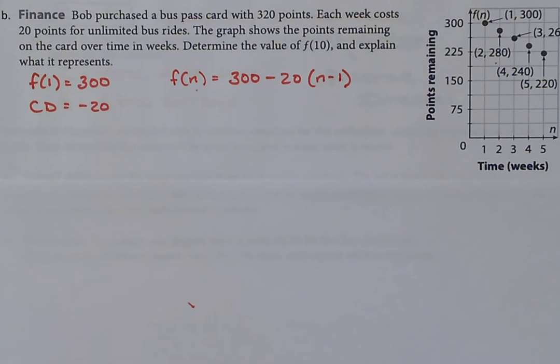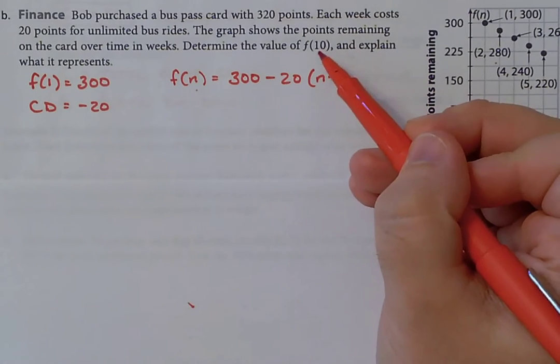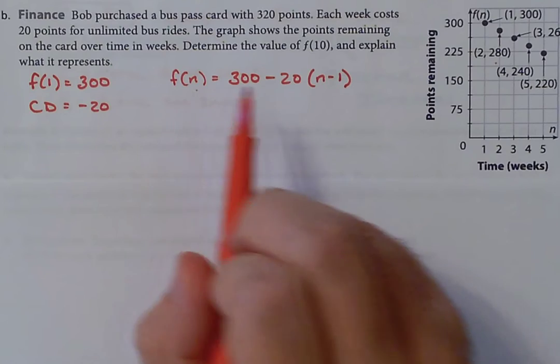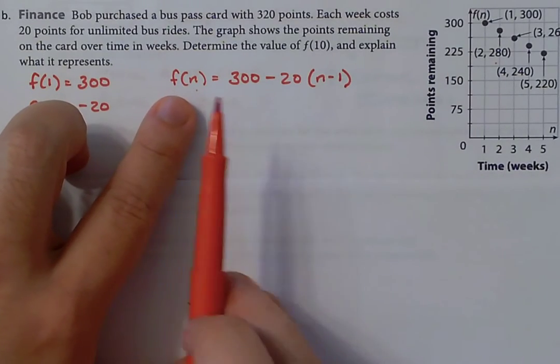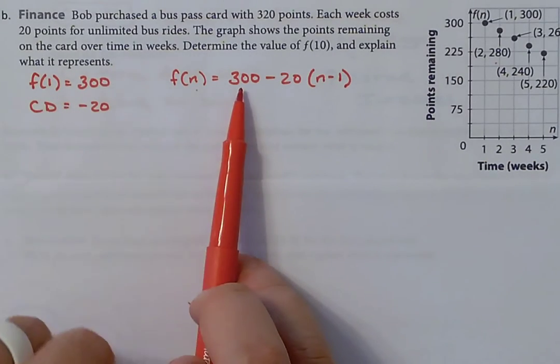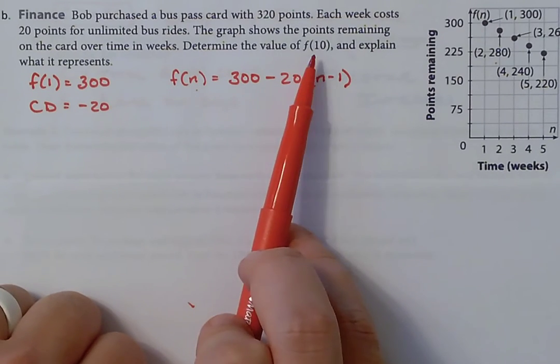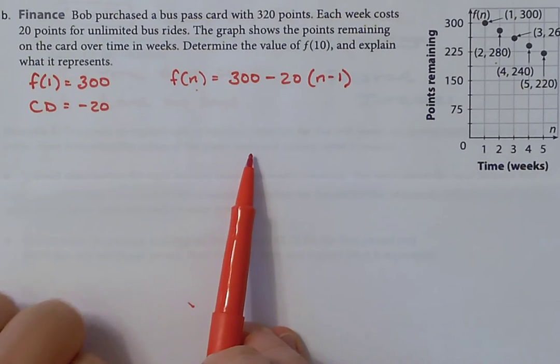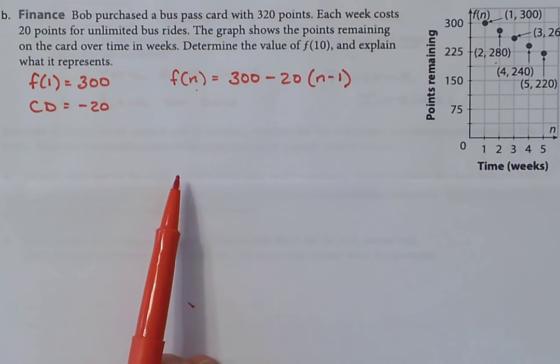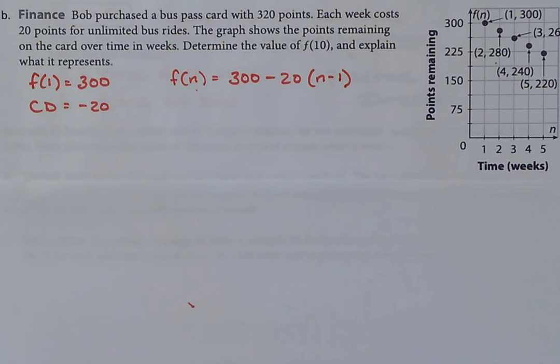Now, like with part A, I'm going to leave the rest of this problem for you. You're going to go through and plug 10 in for n. So you're going to have f of 10 equals 300 minus 20 times 10 minus 1. So go through and plug 10 in for n, figure out your 10th term, and then explain what it means. Now, in this case, once you figured out your 10th term, that represents after 10 weeks, Bob has that amount remaining on his card for points.